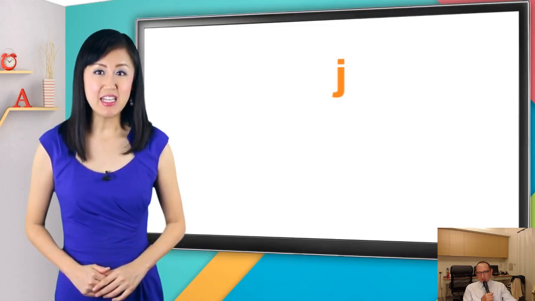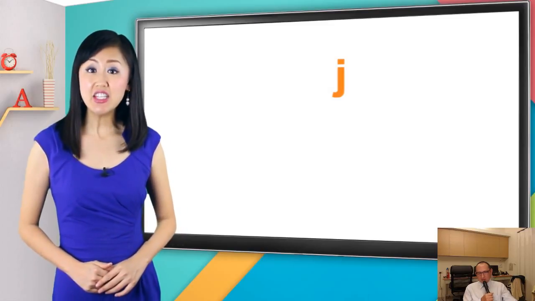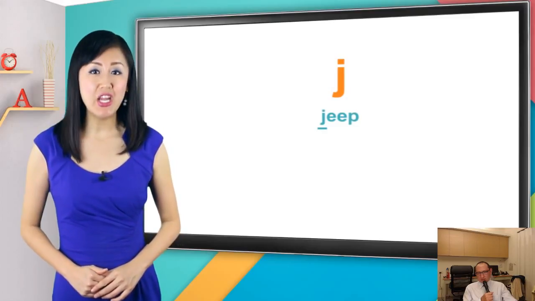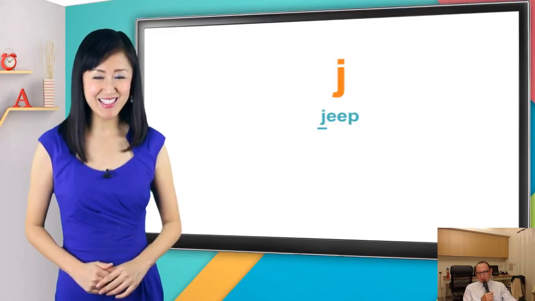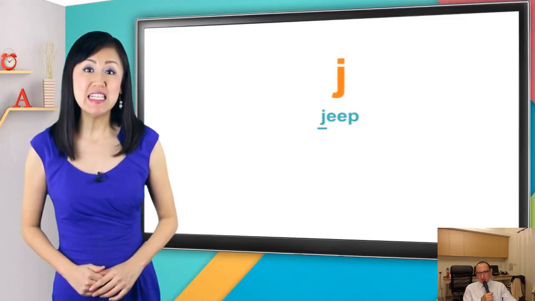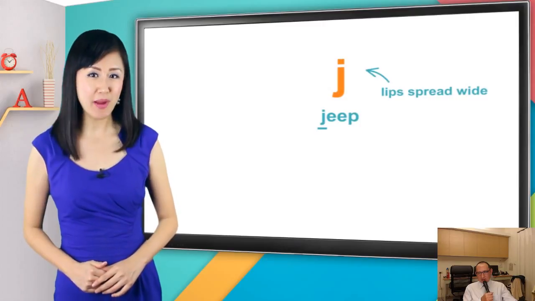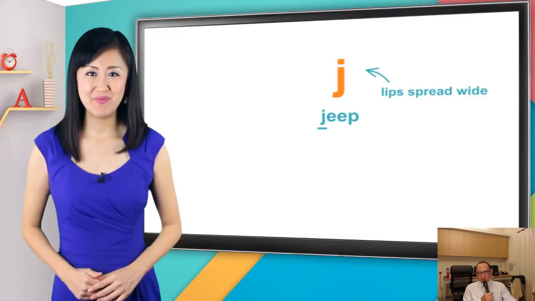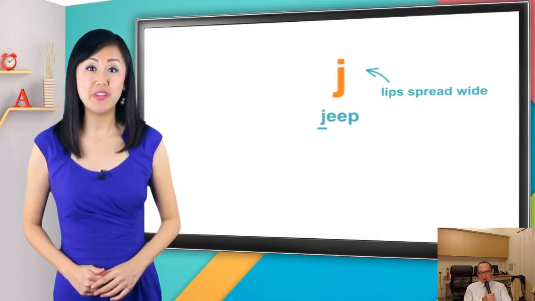J in Pinyin is pronounced Ji. It's like the J in the word Jeep, but the difference is when you pronounce the J in Jeep, your lips are rounded. But when you pronounce the Ji sound in Chinese, your lips are spread wide. Watch my mouth. Ji. All right. Let's practice a couple of Chinese words with this.